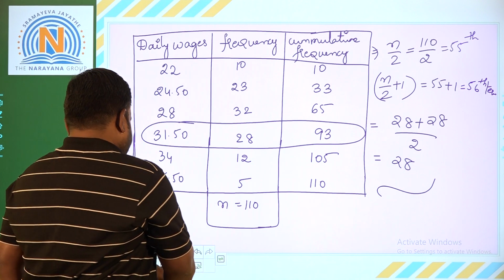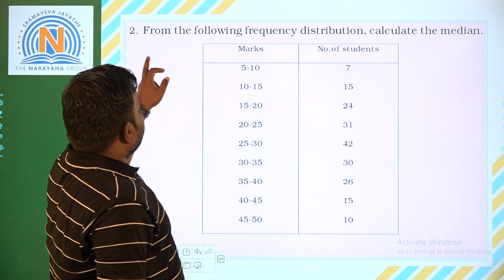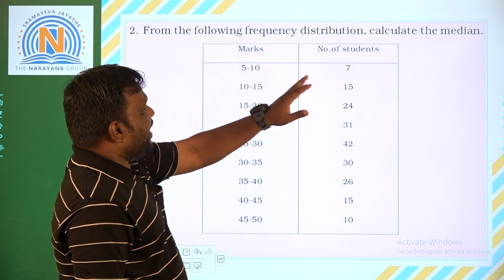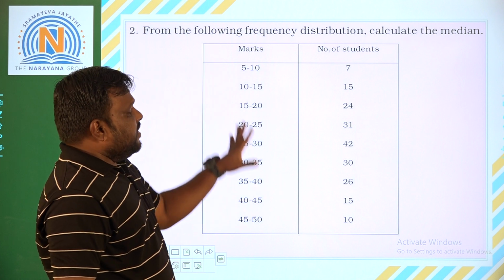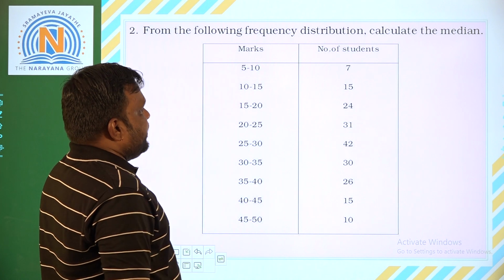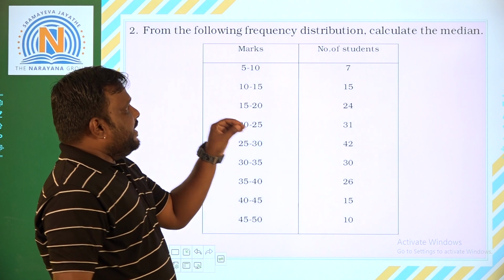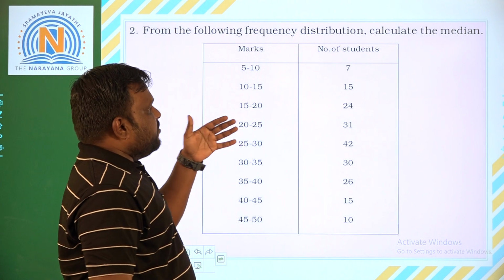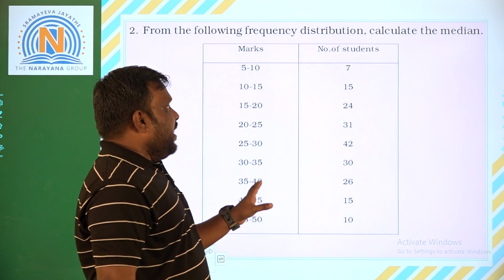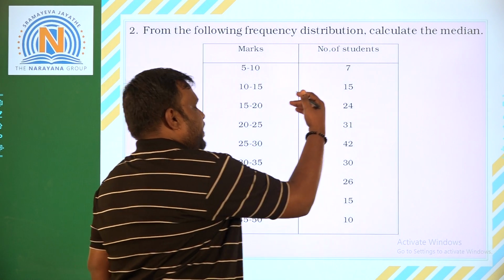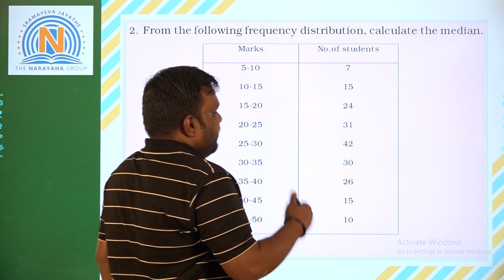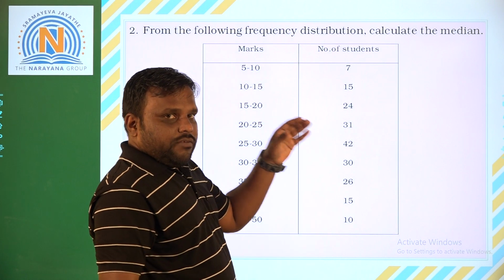Coming to the second question. From the following frequency distribution, calculate the median. So here is grouped data given for us. From this we have to calculate the median. So now for calculating the median, what is the actual procedure? Here we have marks, and here we have the number of students, that is frequency. Next we are going to find the cumulative frequency. After finding the cumulative frequency, what will be the next step?